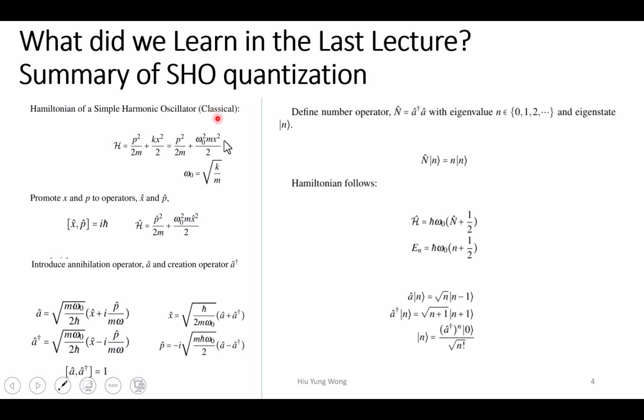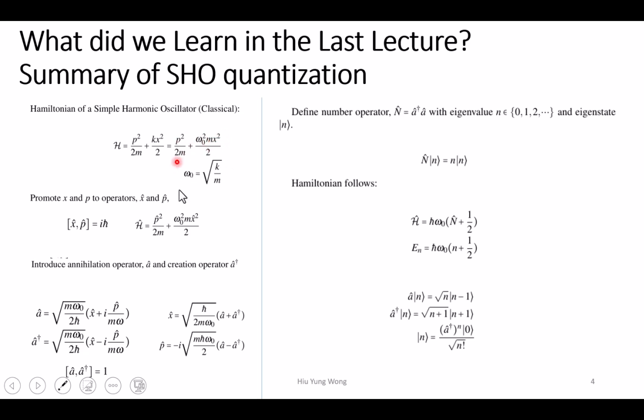We look at the classical simple harmonic oscillator. We learn the Hamiltonian, which is the kinetic energy plus the potential energy, right? And we know that in the Hamiltonian, we have two independent variables. What are they? The generalized momentum and the generalized position, right? So in this particular case, P1 equals P, Q1 equals X, right?